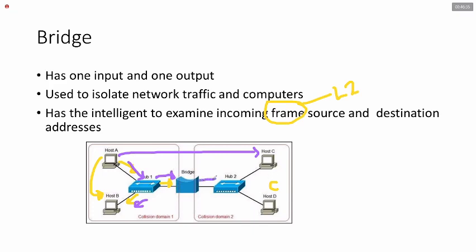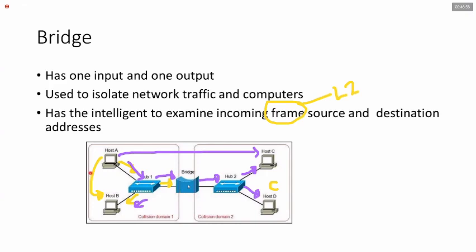So it will pass it to side 2. When it comes to hub 2, it will do the normal work, right? Hub will send it to both. So the only advantage of the bridge is that it is actually dividing the network into two parts, right?